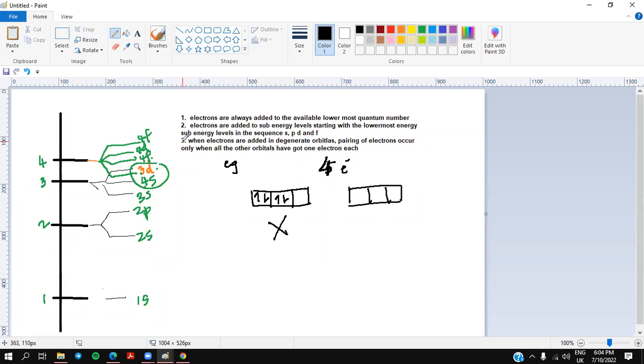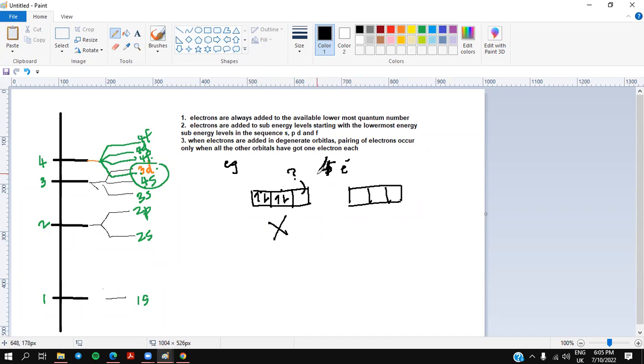Why? What the third point says is pairing of electrons means in one orbital, we have kept 2 electrons. Here also electrons are paired. When these orbitals are filled, they are degenerate orbitals. This orbital is empty, but others have 2 electrons each. No, no, no. This is not going to happen like that.